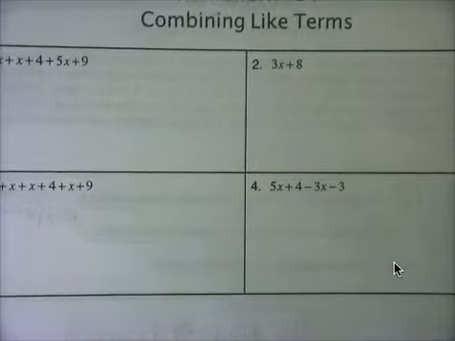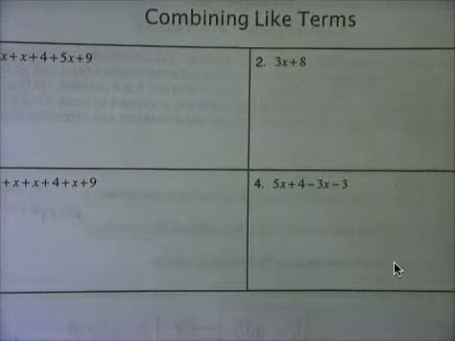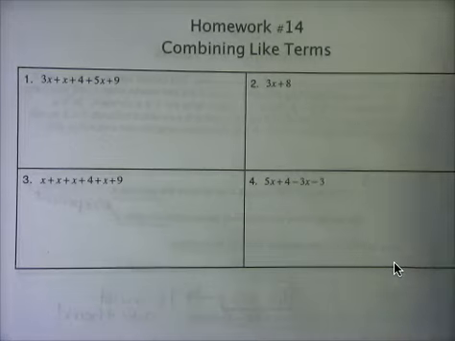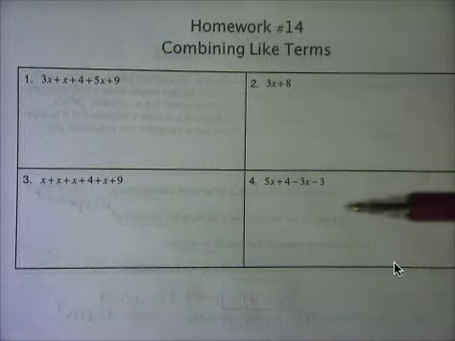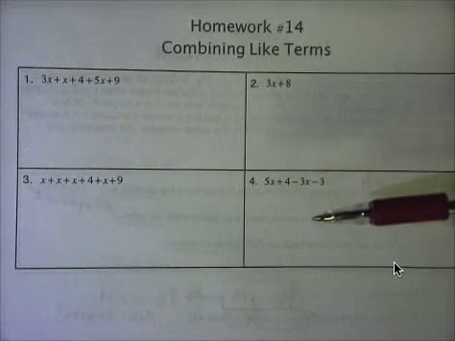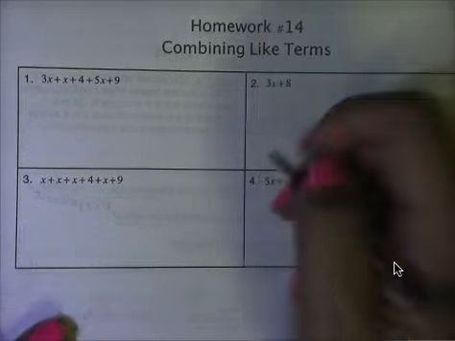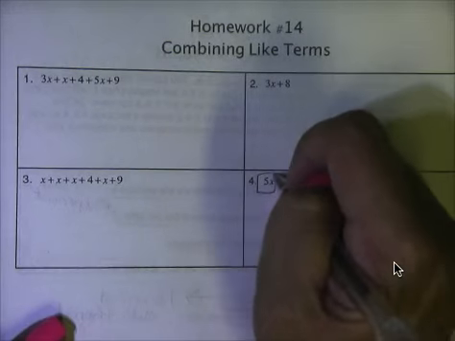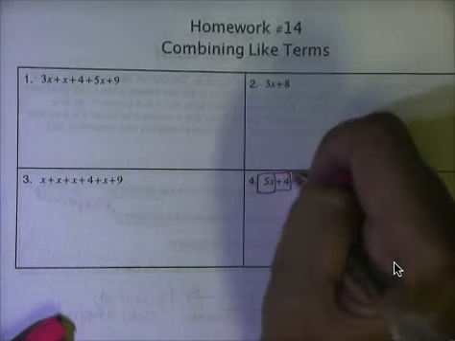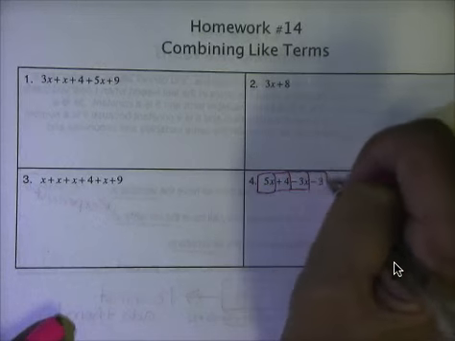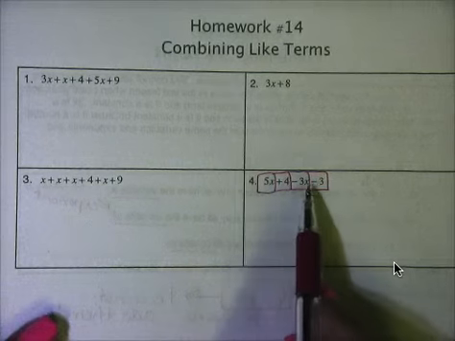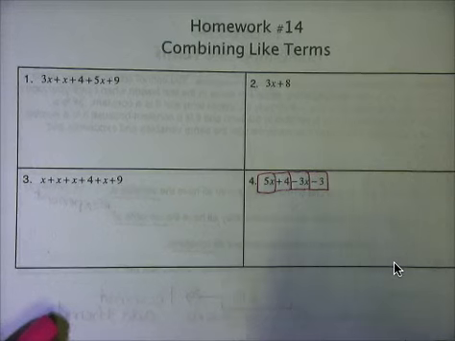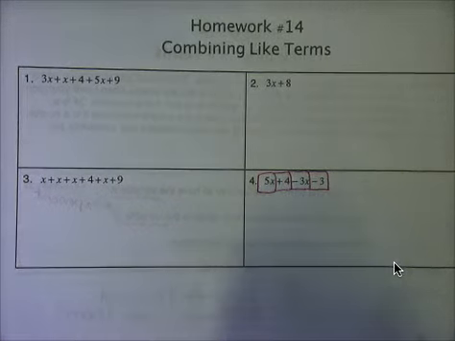We have homework number 14. There are 4 problems. I want you to go ahead and do those problems. If you need to box them in, box them in. Write them with their like terms together if you need to. I would especially box in number 4 because some of these numbers are negatives and we didn't really work with those in our examples. So we have 5x, we've got a positive 4, a negative 3x, and a negative 3. So I would probably at least box those in.